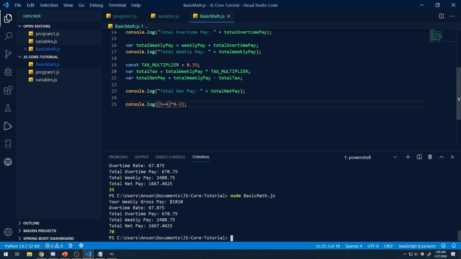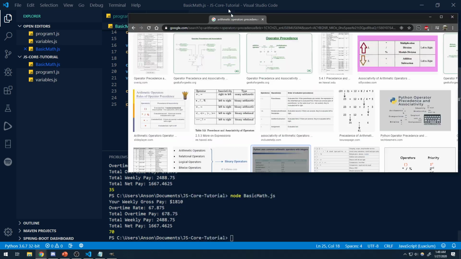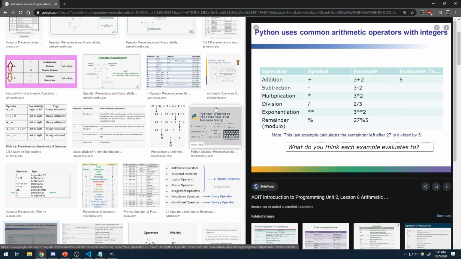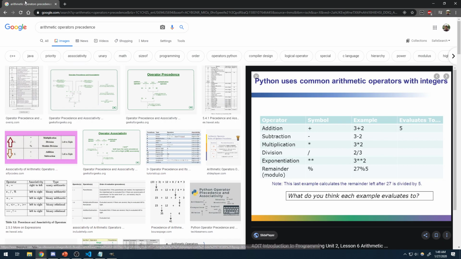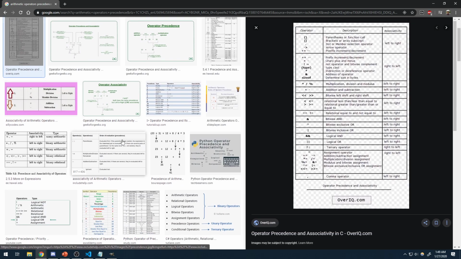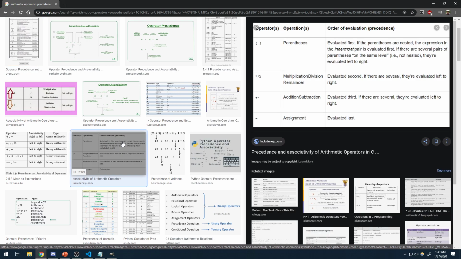And if you guys are ever confused, you can see a bunch of different results on here. But I wanted to formally introduce it. And it seems like modulo does have its own precedence as well. You can look up, I will leave some resources down below. But you can see right over here that parentheses are always evaluated first. And if the parentheses are nested, the expression in the innermost pair is evaluated first.